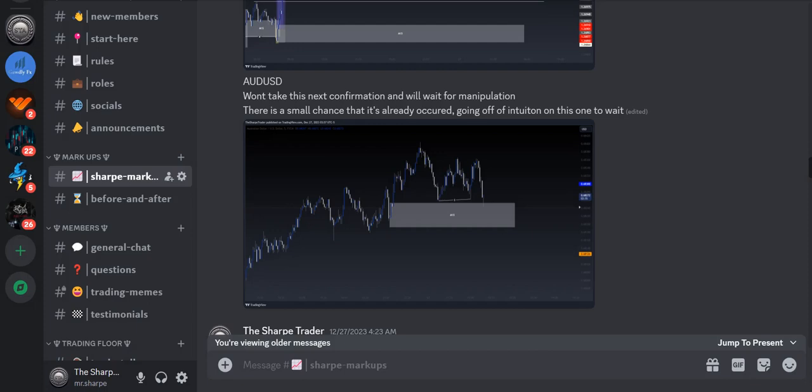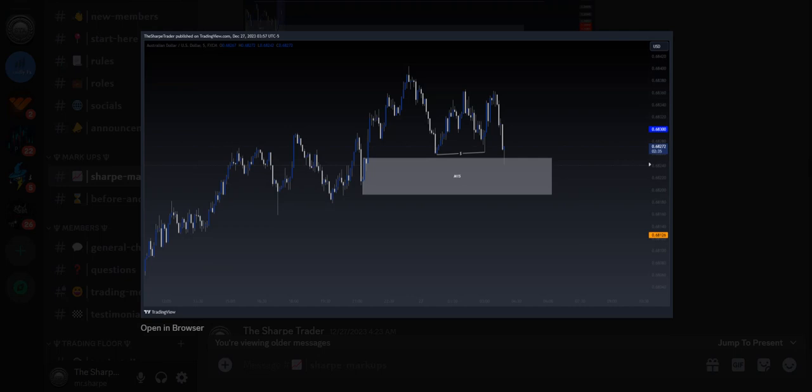Okay, let's take a look at this case study from AUDUSD from December 27th. I wrote here, won't take this next confirmation and will wait for manipulation. However, there's a small chance that it's already occurred. Now, when we're looking at the setup, we can see, in fact, that this manipulation did occur.